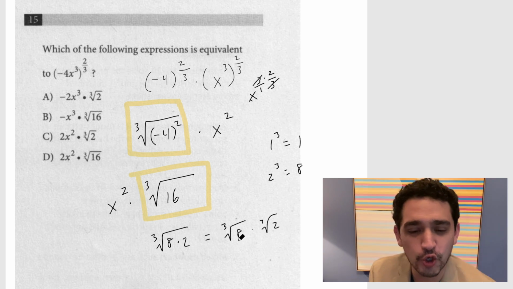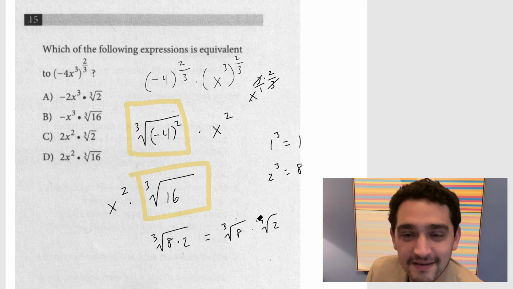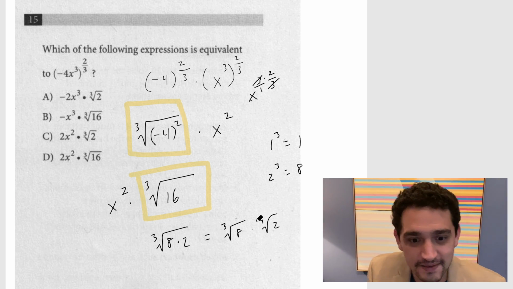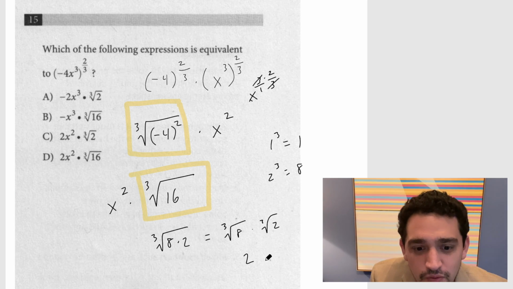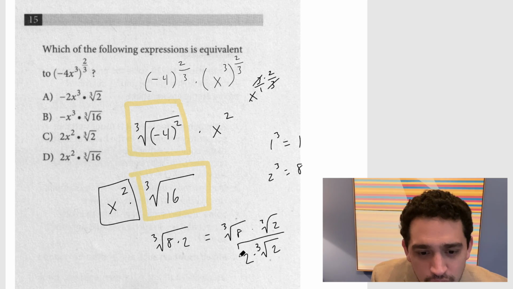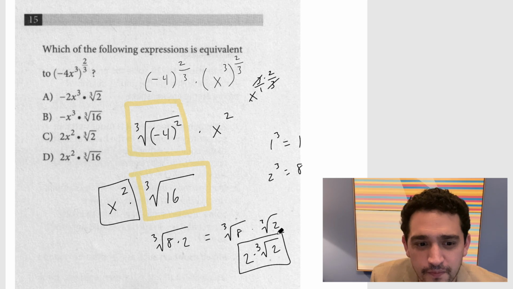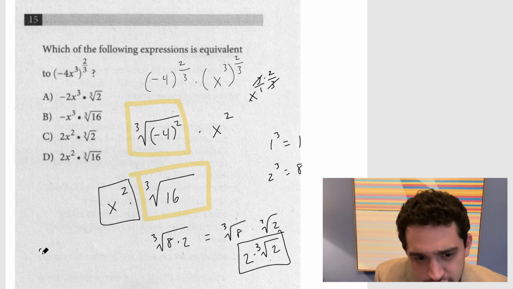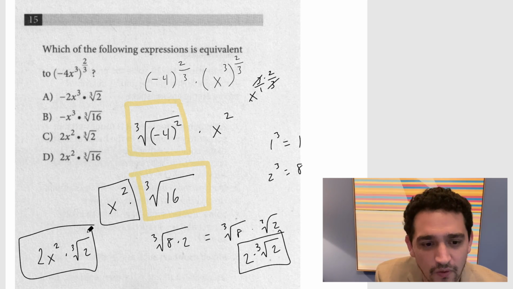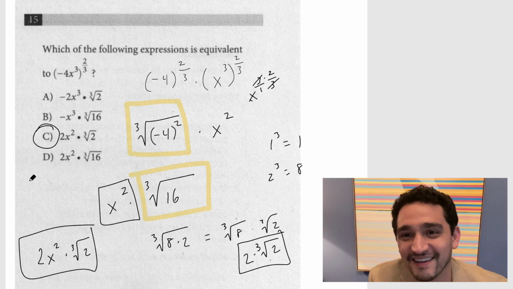Now we know what the cube root of 8 is. The cube root of 8 is 2, because 2 cubed is 8. 2 times 2 times 2 is 8. So this becomes just 2 times the cube root of 2. So our answer needs to combine x squared and 2 times the cube root of 2. In other words, 2x squared times the cube root of 2, or C.